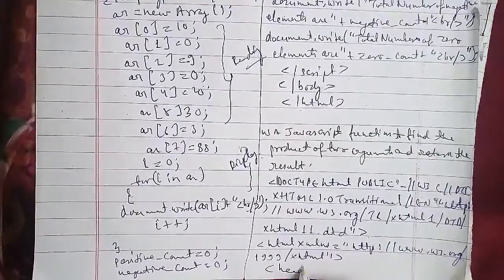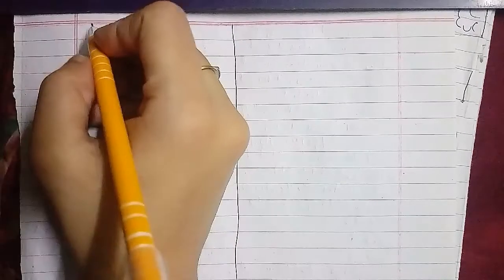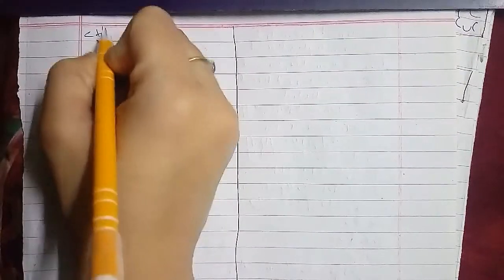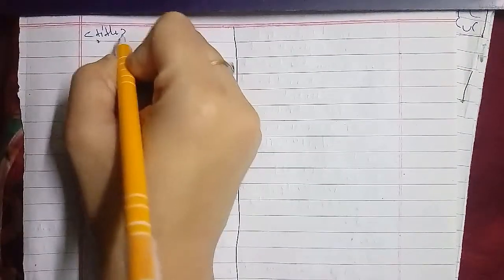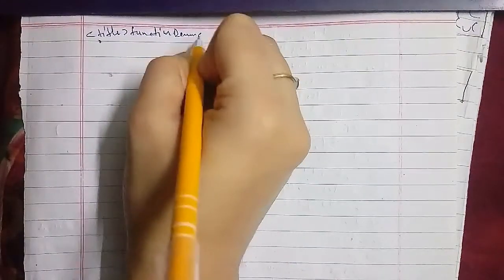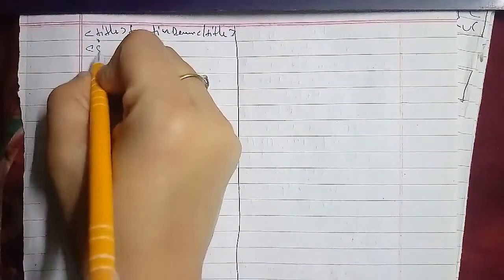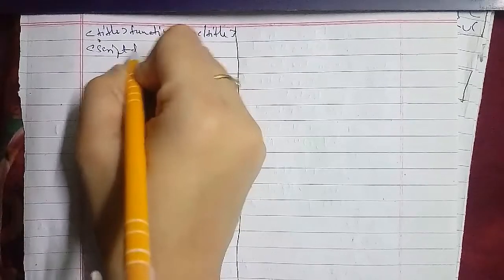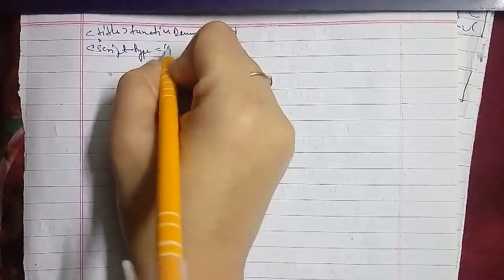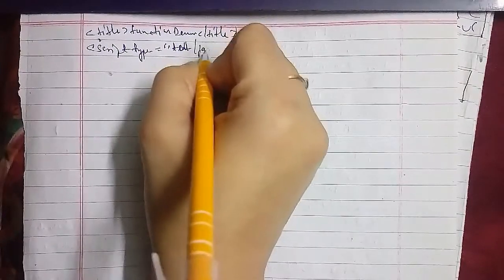then function myfun(num1, num2), return num1 * num2, then closing tag script, head, body, open body, then center.